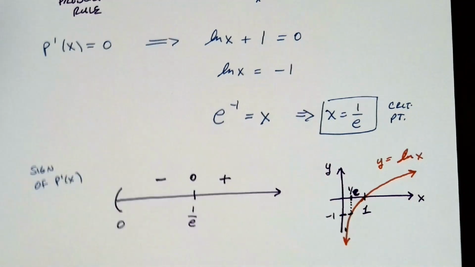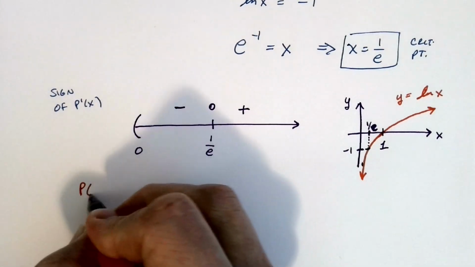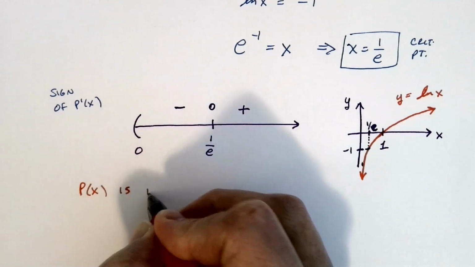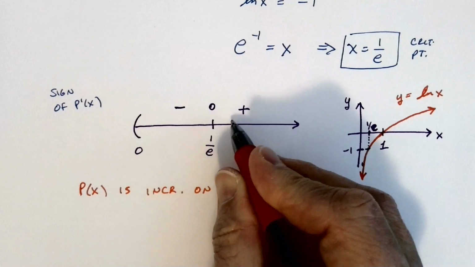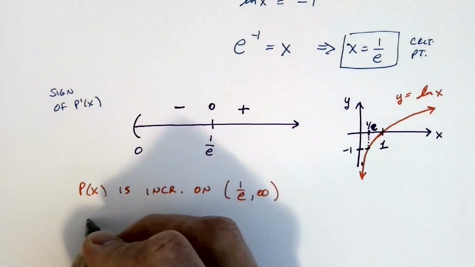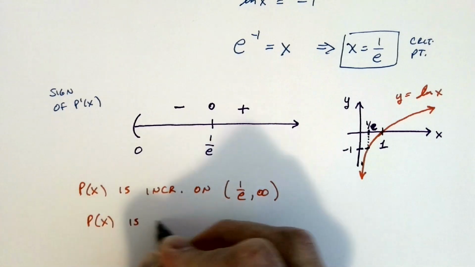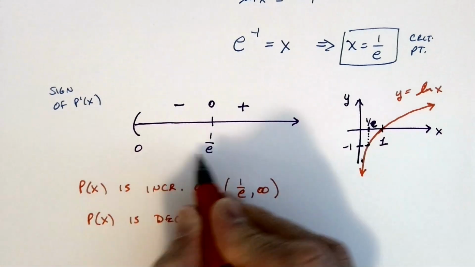Okay. So we can now answer our questions real quick now that we have the sign checked. P of x is increasing on the interval from what? Where the derivative is positive, 1 over e to infinity. P of x is decreasing on the interval from what? 0 to 1 over e.